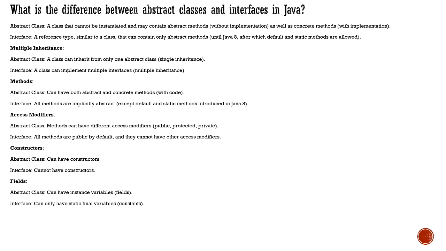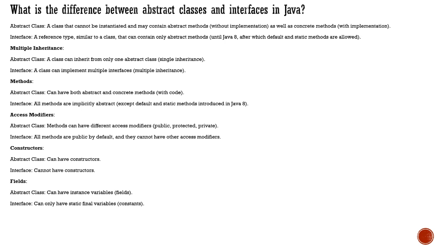Now an abstract class is something you cannot instantiate, and it contains certain abstract methods, which will not have any implementation. It will also have certain concrete methods, which will have implementation. But when you compare with interfaces, these are typically similar to classes, but they are a type of reference, basically a super type, which can only have abstract methods. After Java 8, there is a possibility of default and static methods, but prior to it there was no provision for interfaces to have implementation.